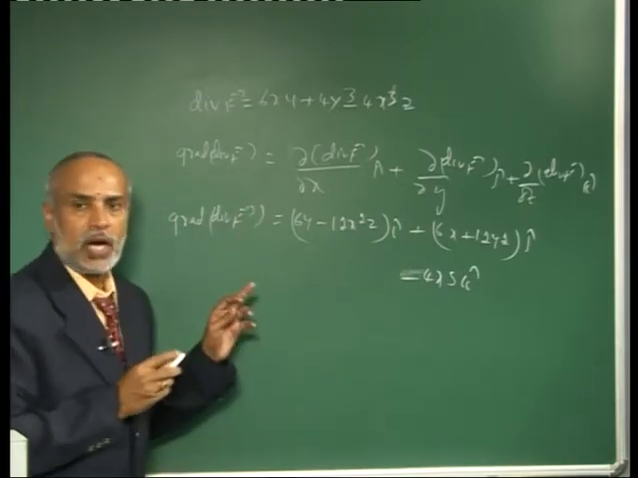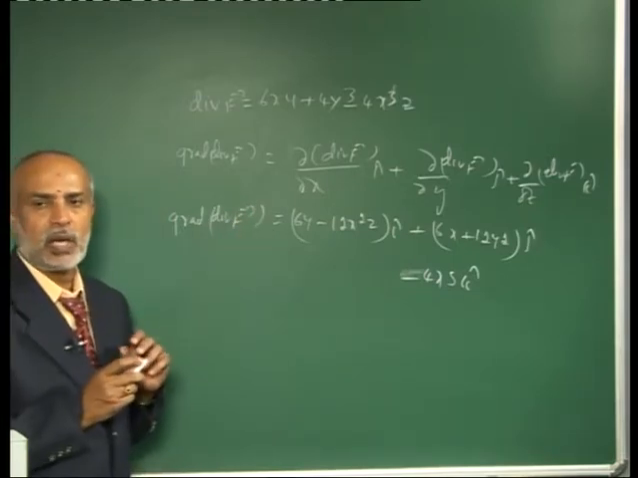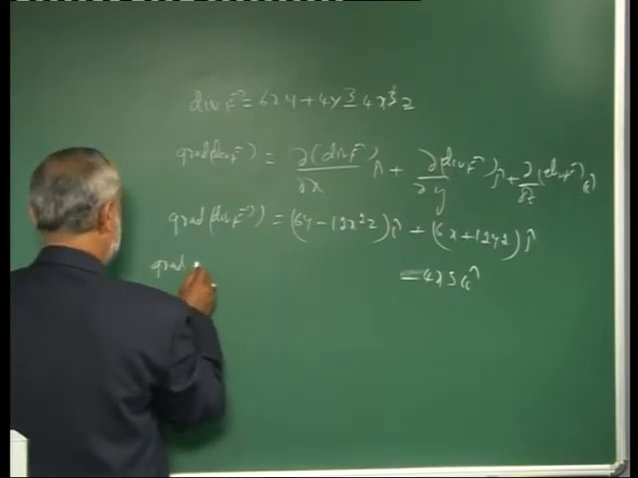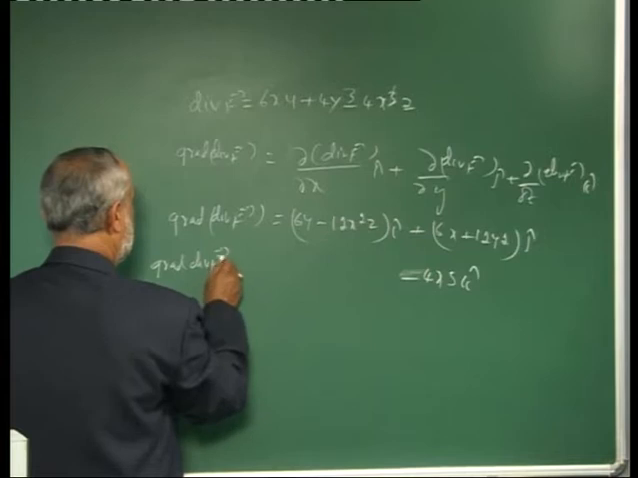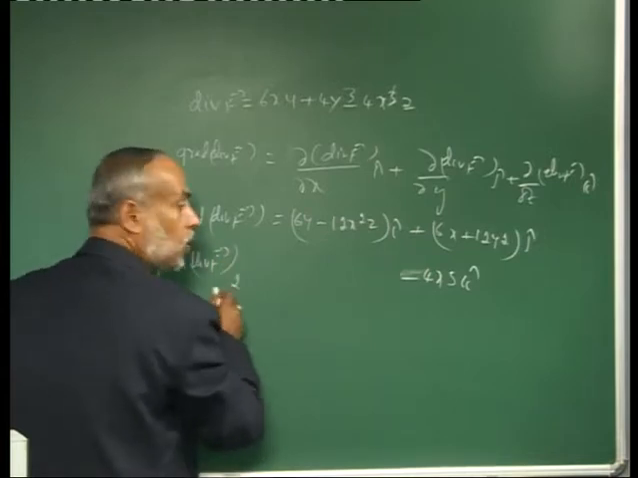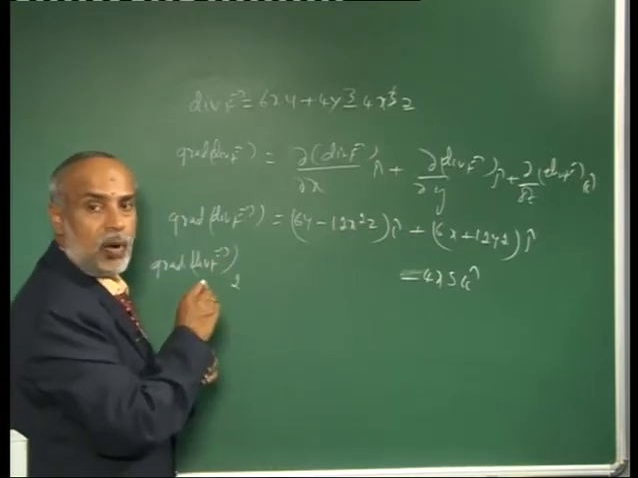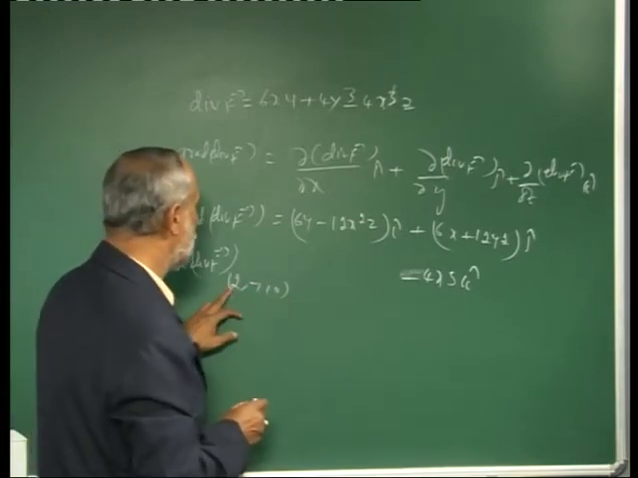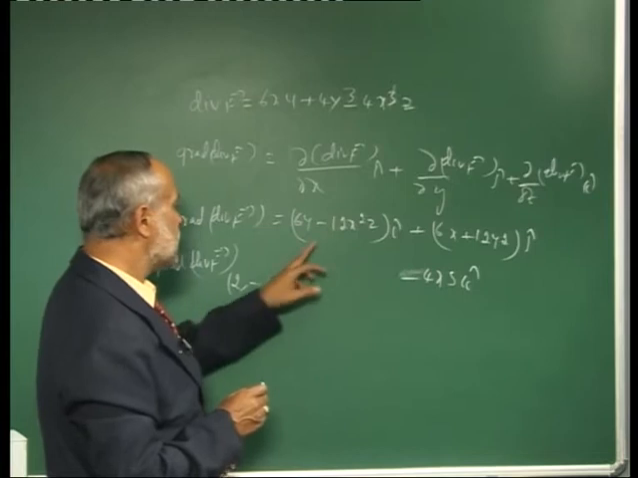Now you can substitute at the point 2, minus 1, 0. If you substitute the gradient of divergence of f vector at the point 2, minus 1, 0, put x is equal to 2, y is equal to minus 1, z equal to 0.